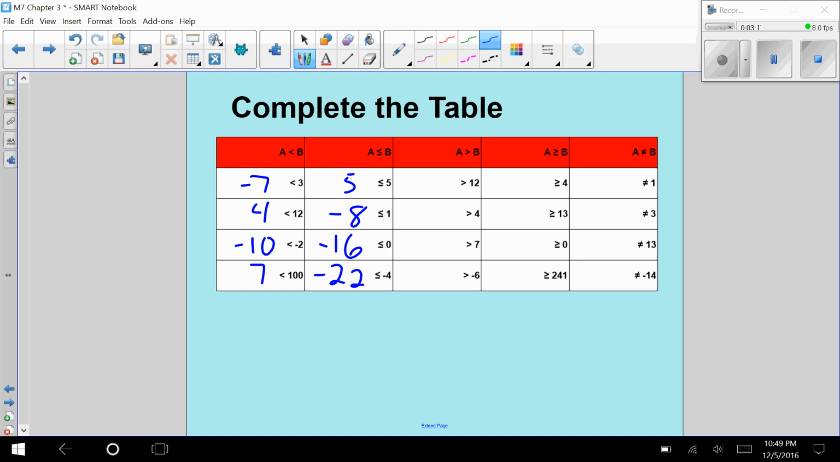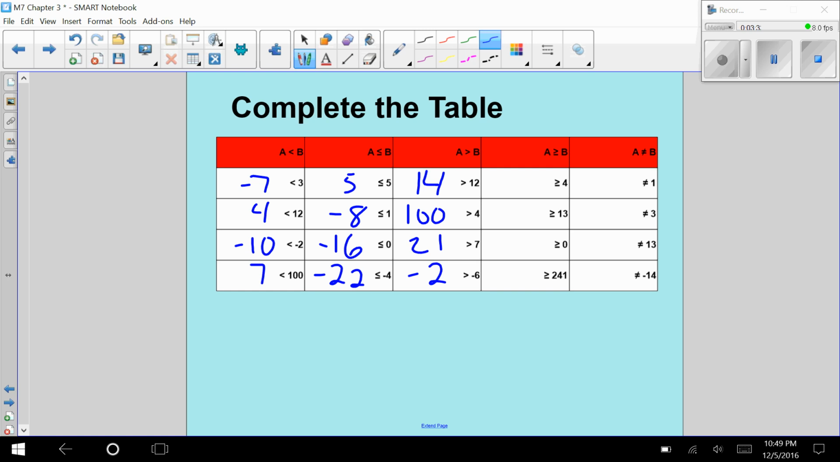Our third column is greater than. 14 is greater than 12. 100 is greater than 4. 21 is greater than 7, and negative 2 is greater than negative 6.